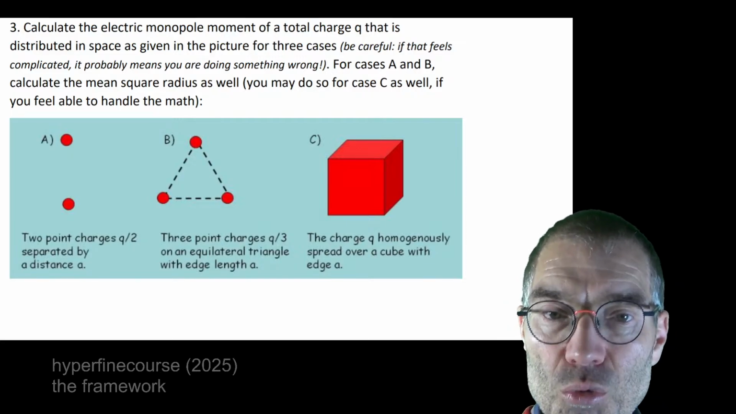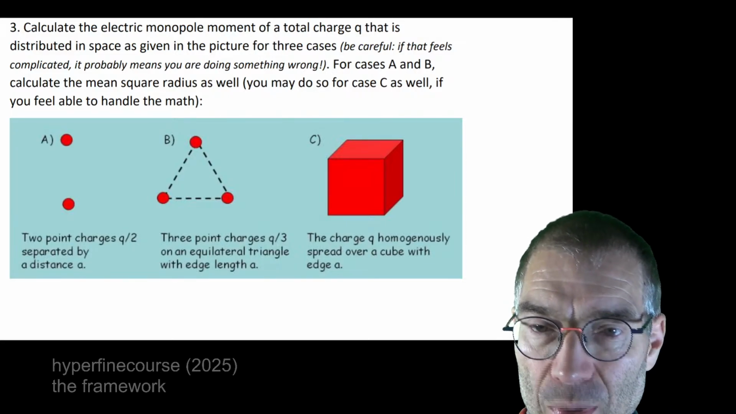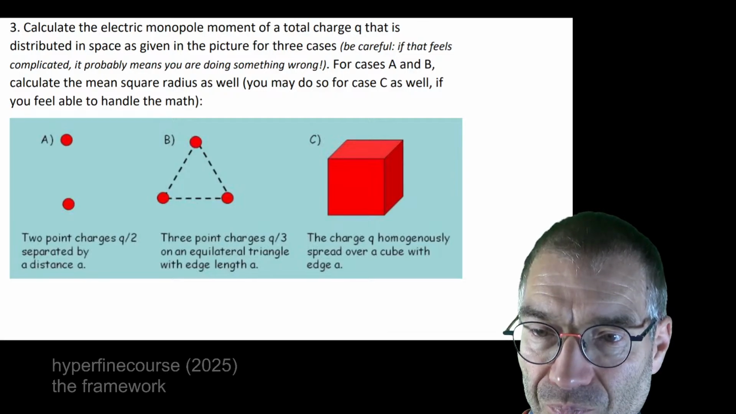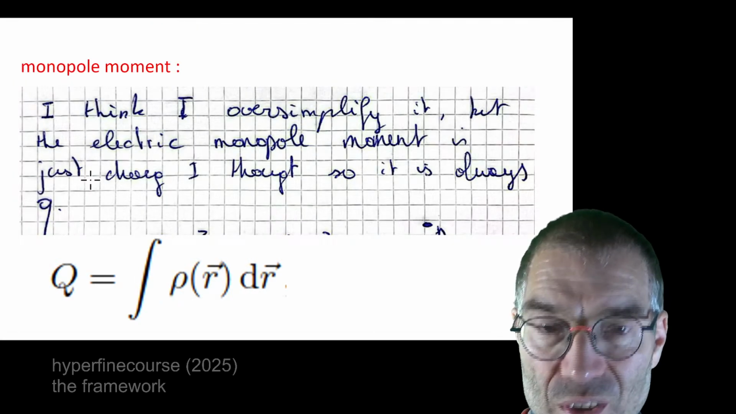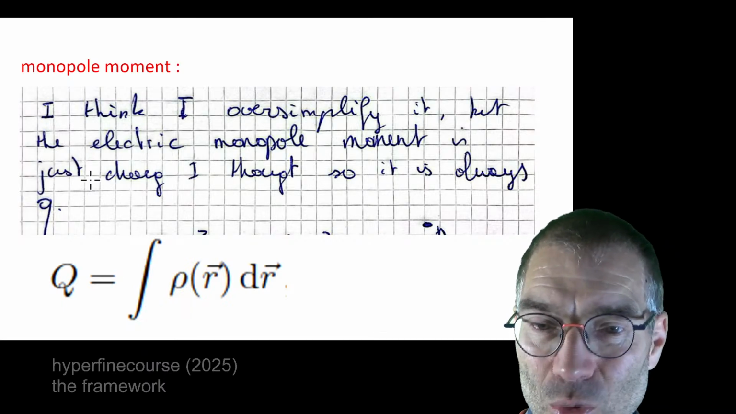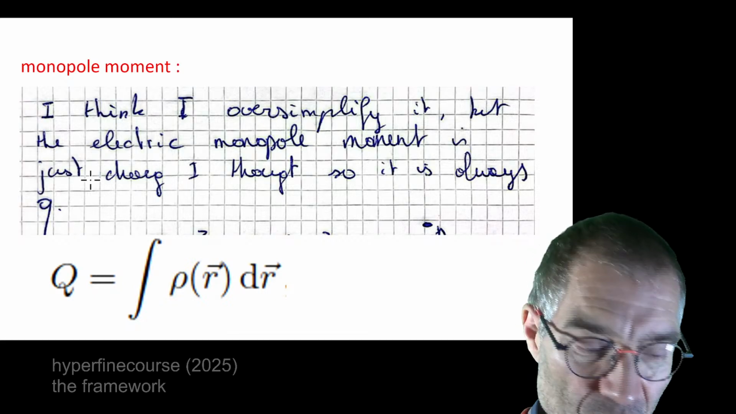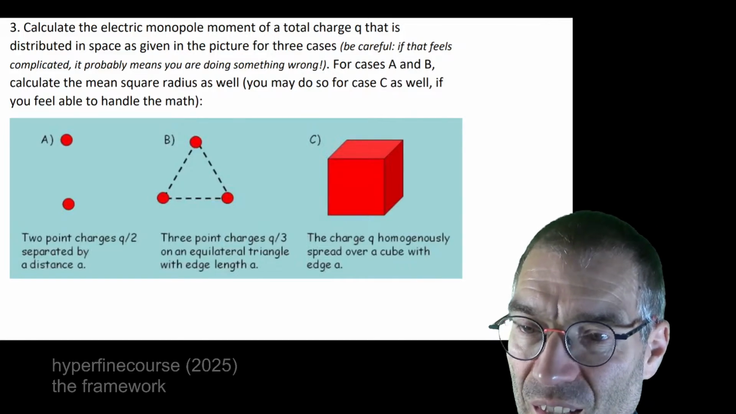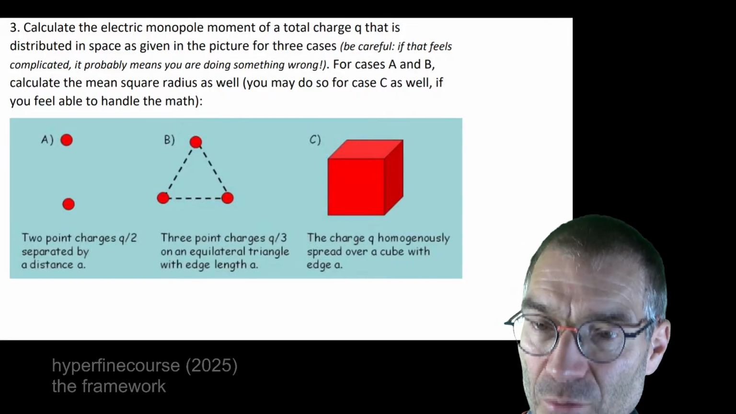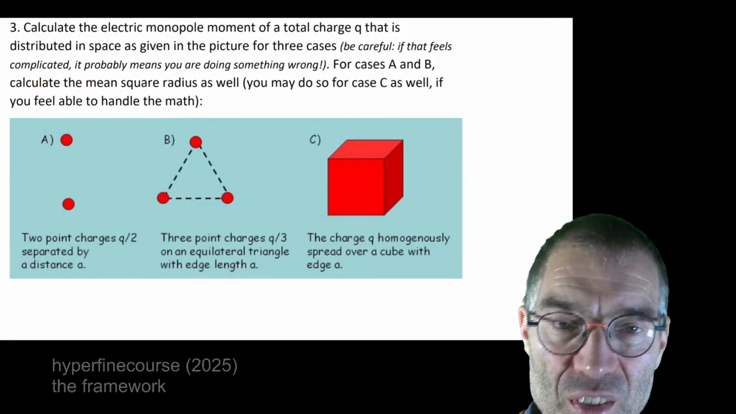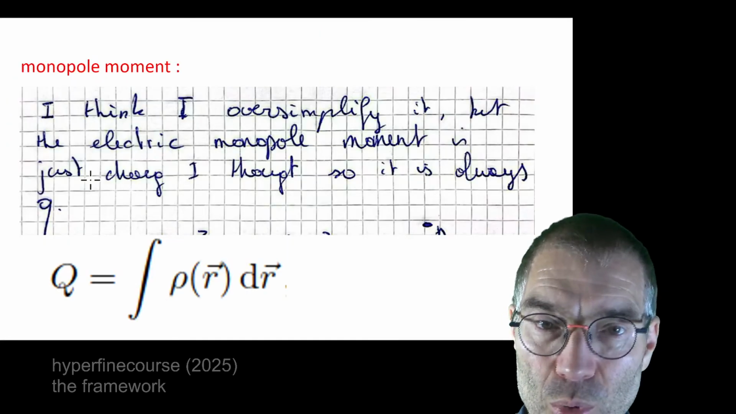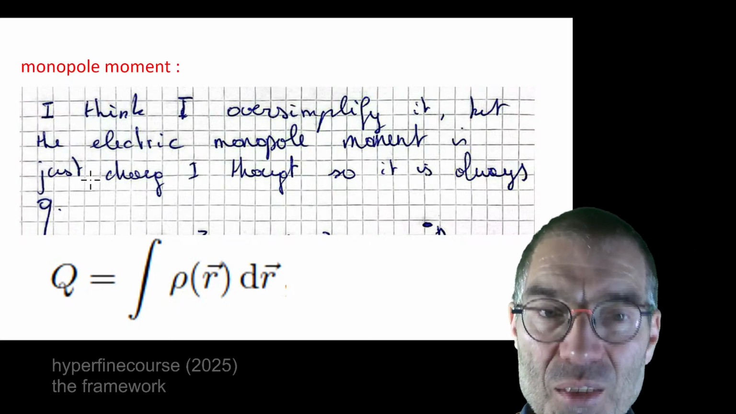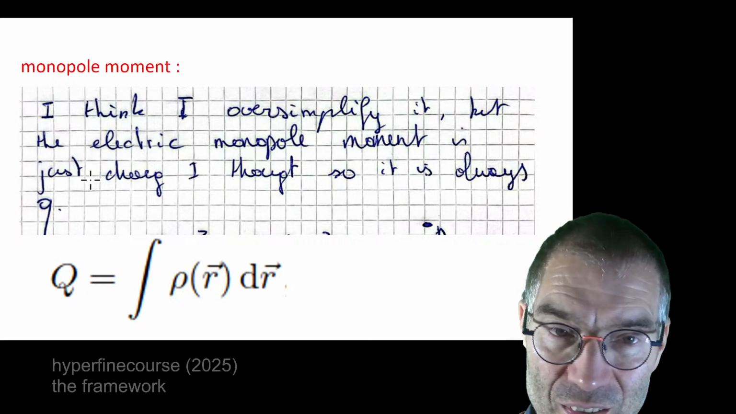And well, you didn't need to do the mean square radius for the cube, because that is mathematically a bit more involved, but it should be rather straightforward for the 2 discrete mass distributions. And the monopole moment was trivial, just recalling what you did last week. The monopole moment is the total charge, so you just sum the charges. In all 3 cases you have a total charge Q distributed in 3 different ways, so the monopole moment is simply Q. One of you wrote, I think I oversimplify it, but no, you do not oversimplify it, it's just Q.